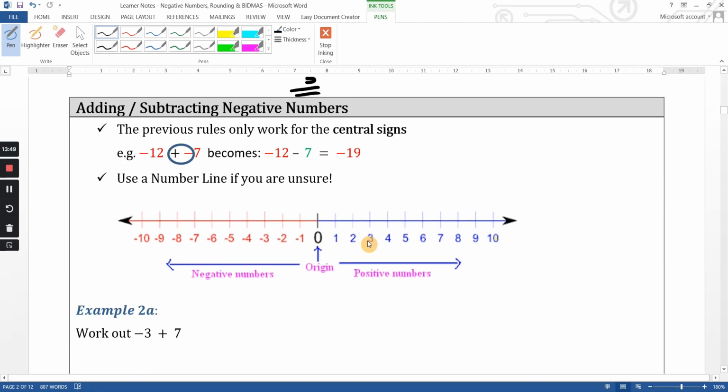Let's move on to adding and subtracting negative numbers. So like I said before, the previous rules only work for the central signs. For example, if they're together like this in the middle, then you can use those rules we just mentioned, where if it's a positive or negative, in this case, that's going to change to a minus instead. Okay, so it's just these that are going to change. These ones in the middle, not these ones on the end. So can you notice the minus 12 here? That's still going to be a minus 12 here, so that doesn't get affected.